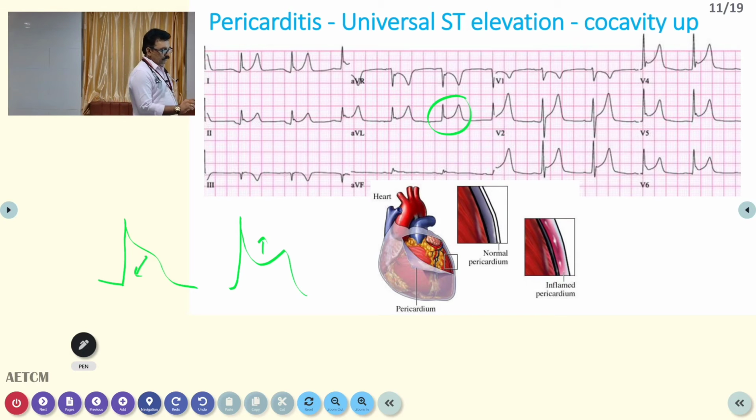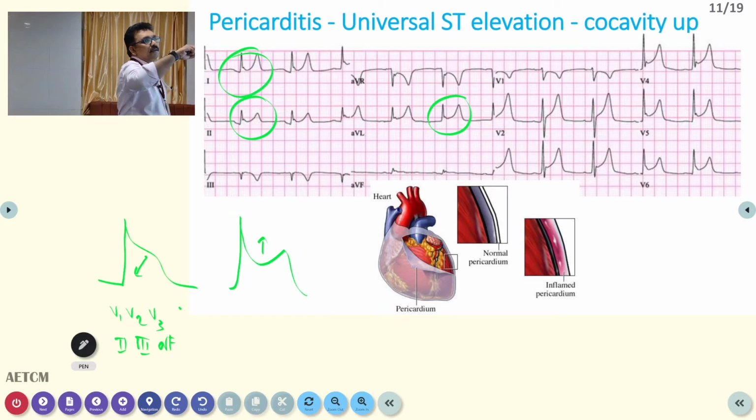In myocardial infarction, you can have changes in V1, V2, V3 like that, or in leads 2, 3, and AVF in the inferior wall. That's all. You may get changes in V5, V6, 1, AVL in the lateral wall. But whereas in pericarditis, it's a universal phenomenon. So you are getting ST elevation in the inferior leads, in the anterior leads and the septal leads. So it's a universal phenomenon. Everywhere you get ST elevation and the concavity is towards up. So these are the two important findings of pericarditis-induced ST elevation.